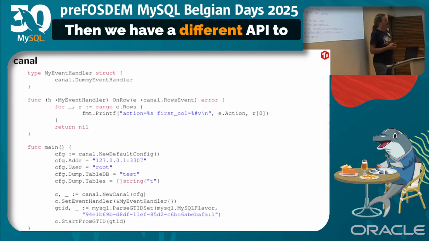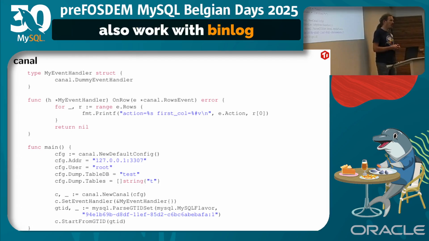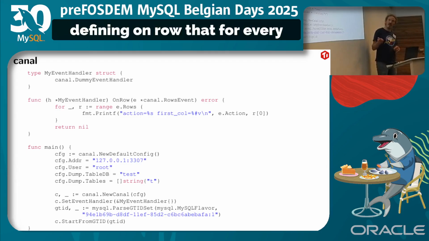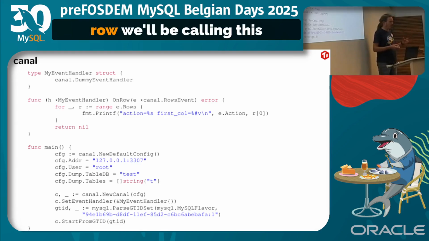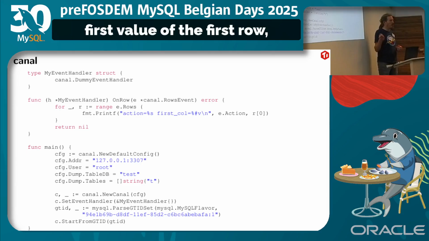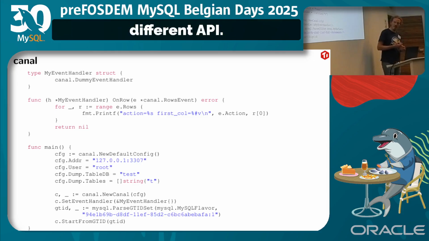Then we have a different API to also work with binlog files called Canal. And there you're defining a handler for events. For this handler, we are defining OnRow, so that for every row we'll be calling this method. And then the method can do whatever it needs to do. Here we're also printing the first value of the first row. Same as the last example, but with a slightly different API.